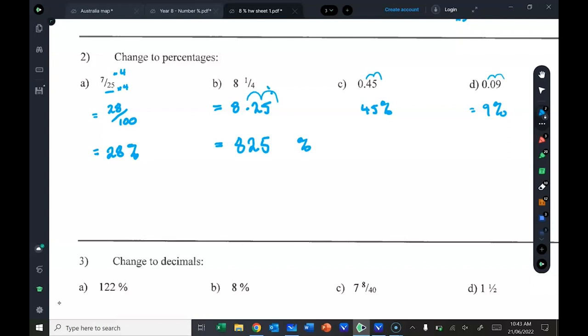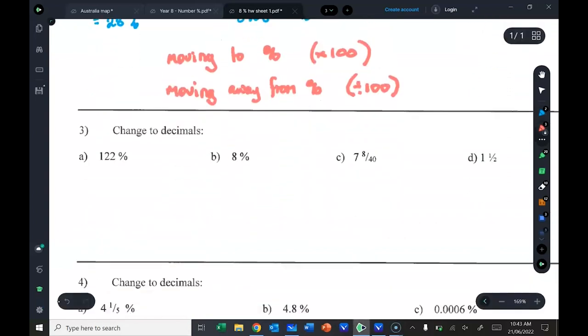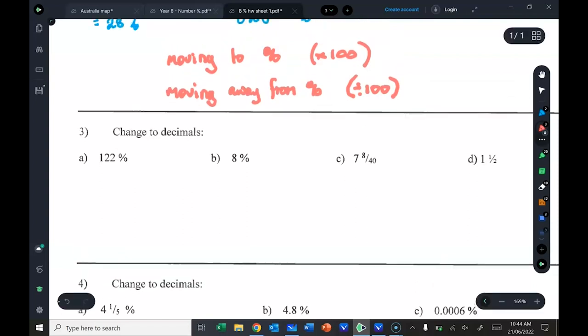So maybe what we should make ourselves a note for here is when you're moving to percentages, you're making things 100 times bigger. When you're moving away from percentages, you're making them 100 times smaller. So you might make yourself a little note there. All right, question 3. This time what we're doing is we're going from percentages to decimals, which means that we're obviously dividing by 100 as we've just decided. So when we do these ones, you're going to be moving the decimal 2 places to the left, okay?